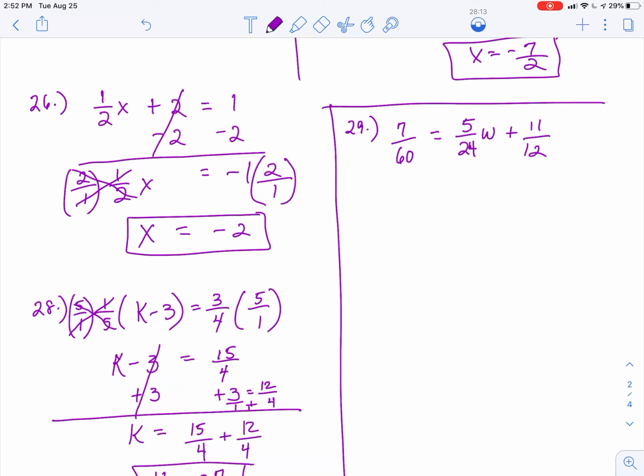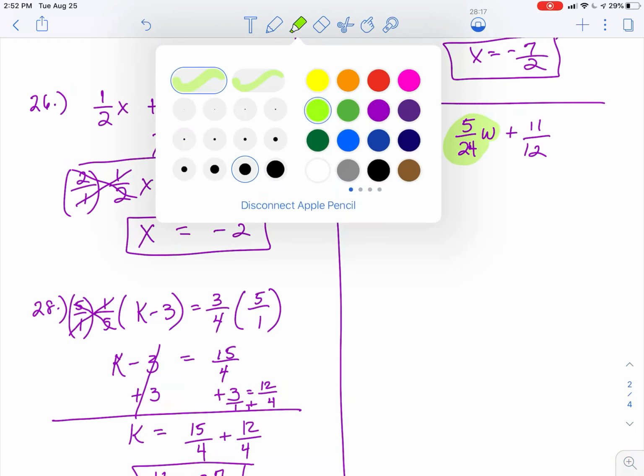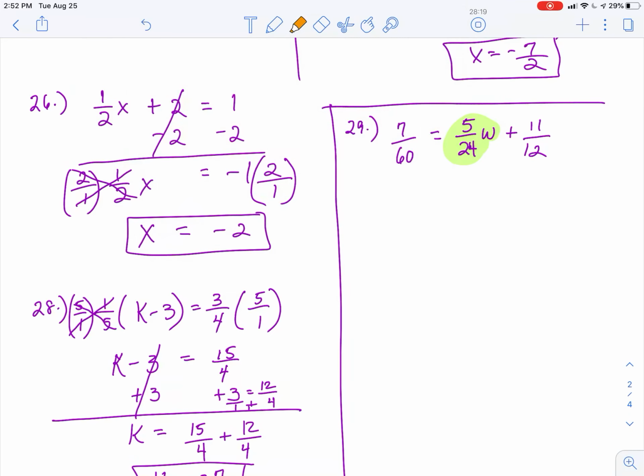Okay, so I see my terms. I have one W term right here, no other W terms, so I'm not going to have anything there to put together. But I do have two fractions without a variable, so I want to try to get those two together. Now remember, I taught you guys a cool way to eliminate our denominators.